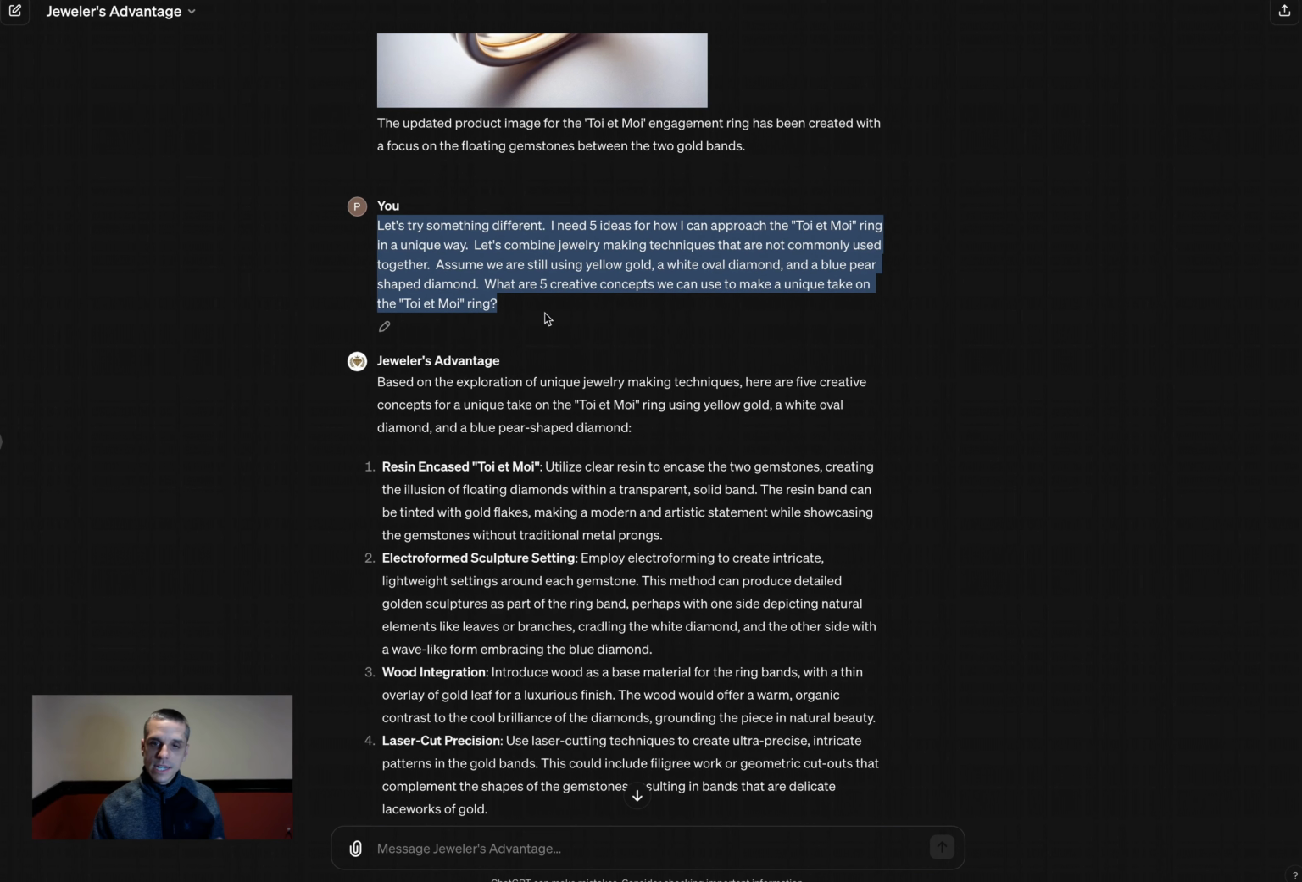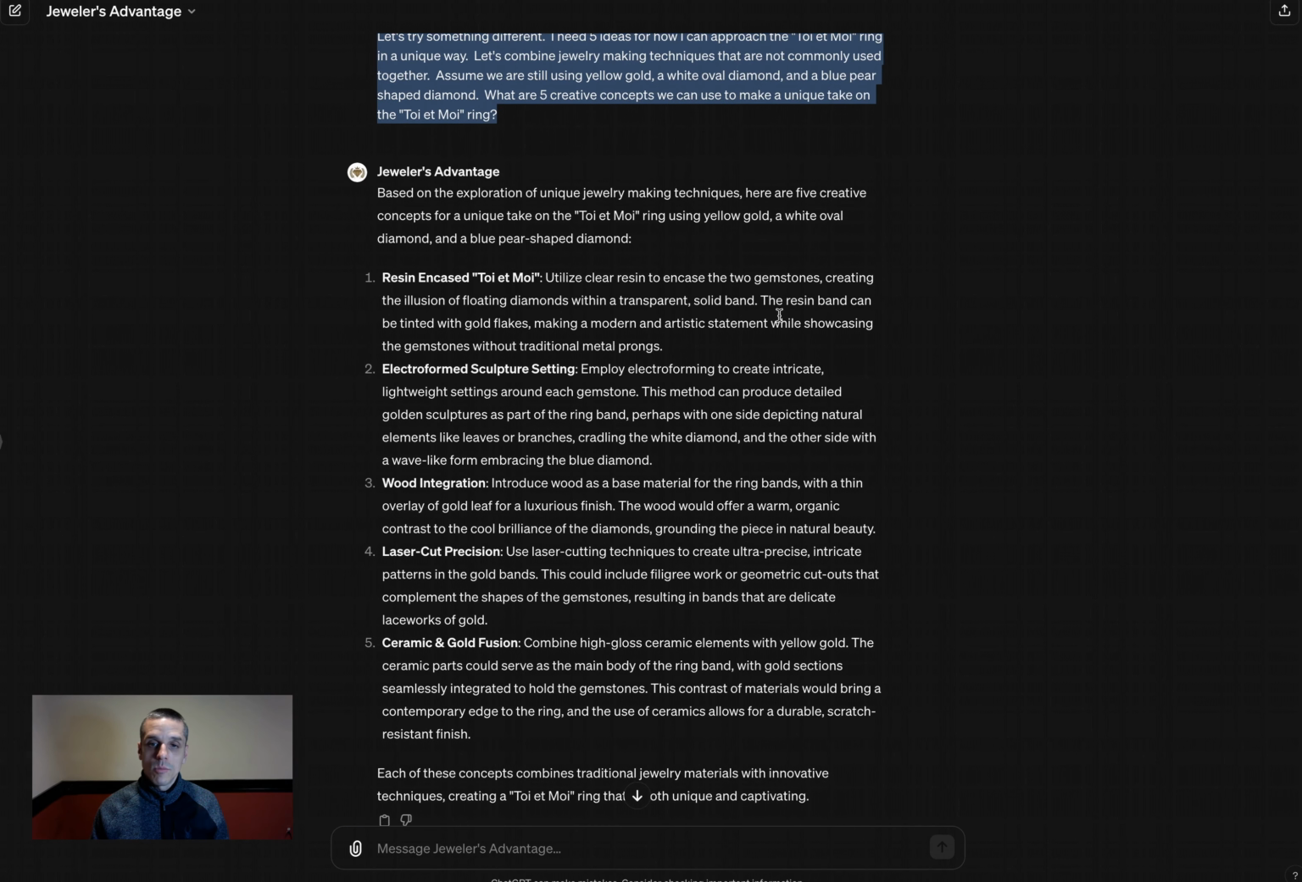So what I did was I said, let's try something different. I need 5 ideas for how I can approach the toi et moi ring in a unique way. Let's combine jewelry making techniques that are not commonly used together. Assume we're still using yellow gold, a white oval diamond, and a blue pear-shaped diamond. What are 5 creative concepts we can use to make a unique take on the toi et moi?